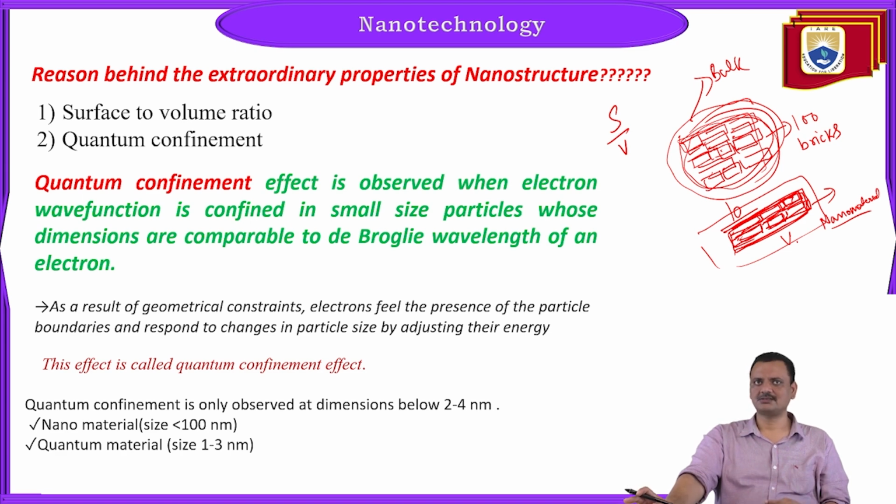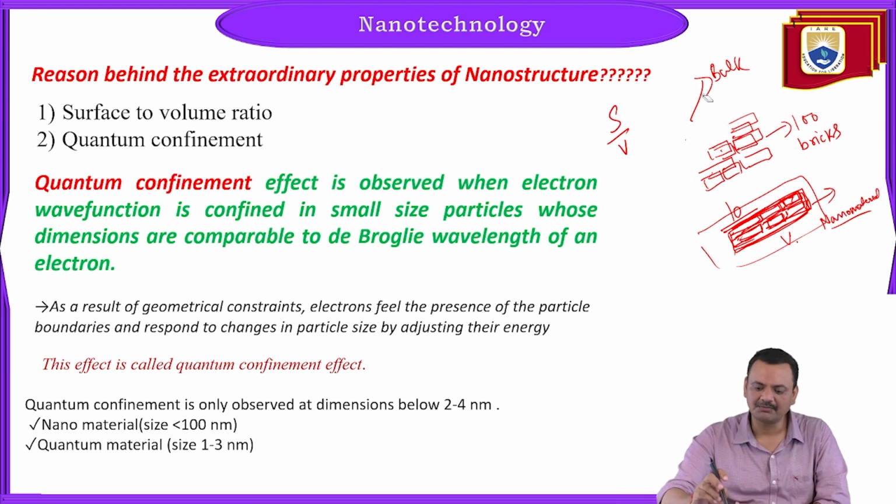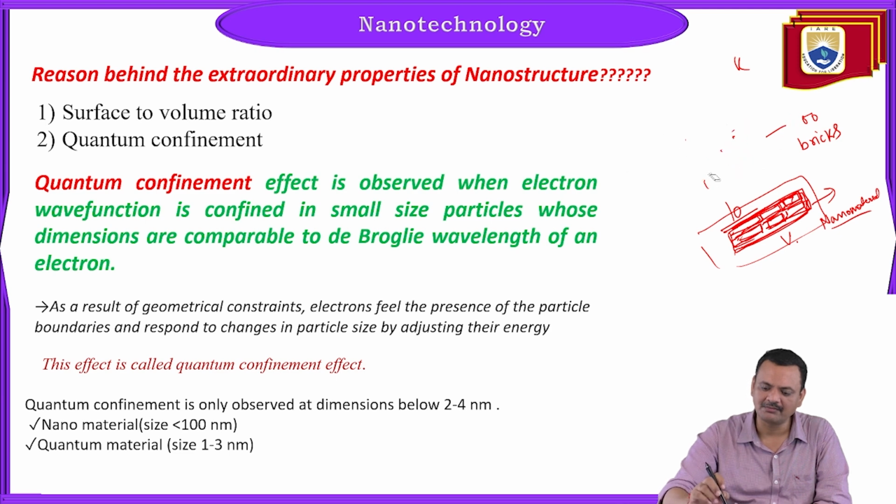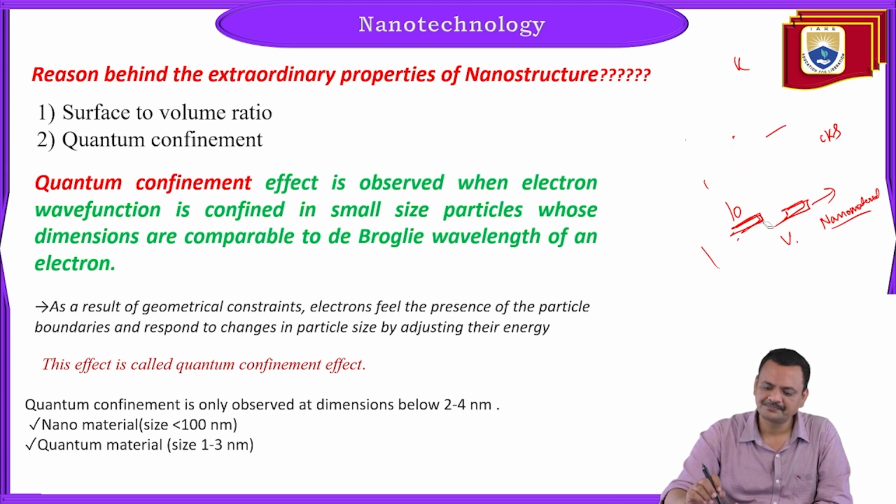This is the question: what will be the reason? So the first thing is surface to volume ratio. Now the second reason behind the extraordinary properties of nanostructures is quantum confinement. So what does quantum confinement mean? Confinement means restriction.